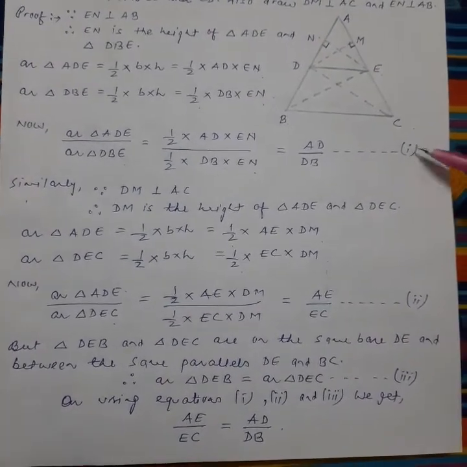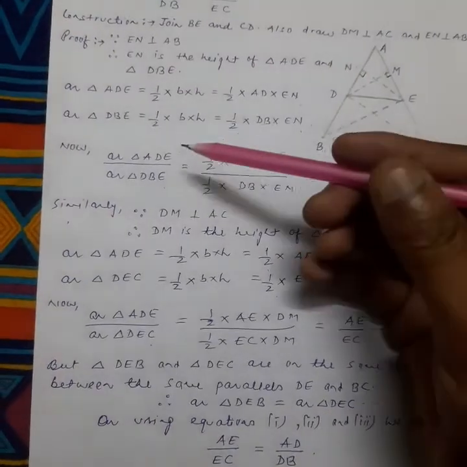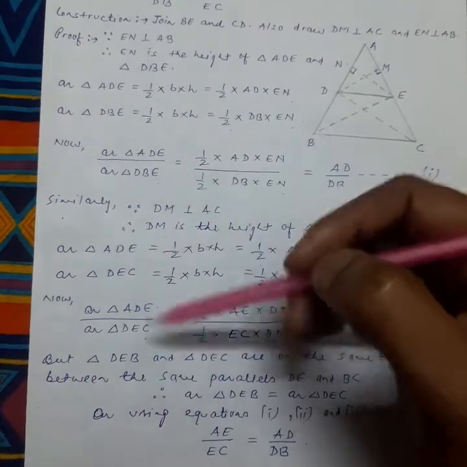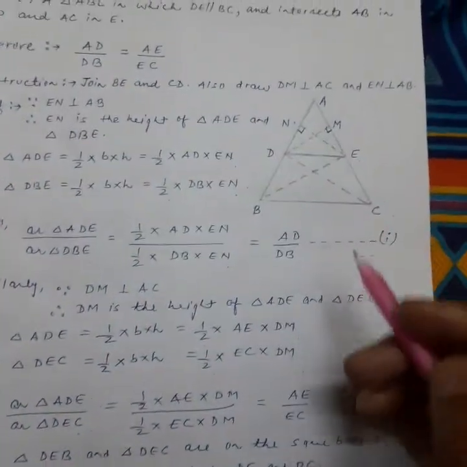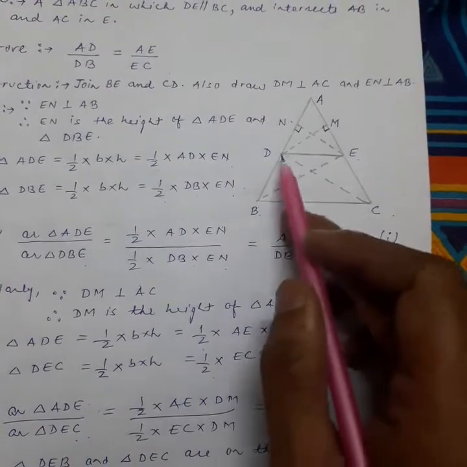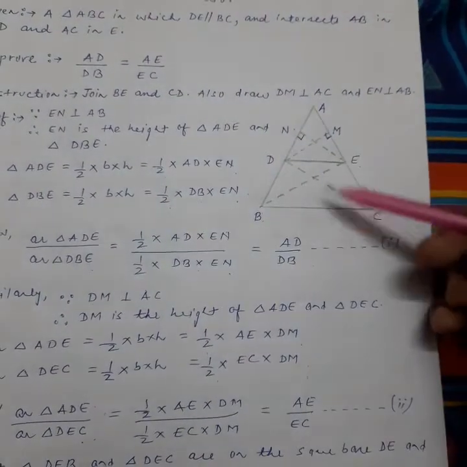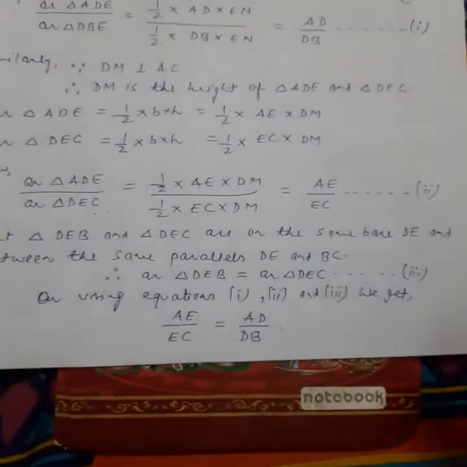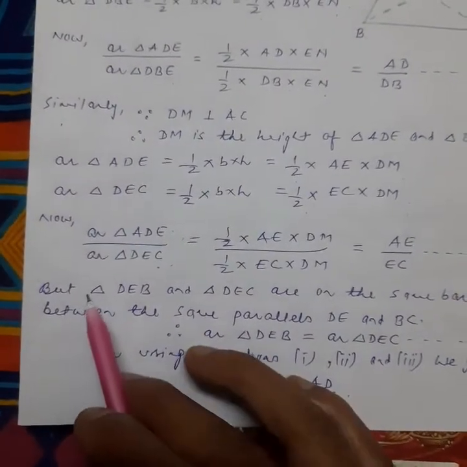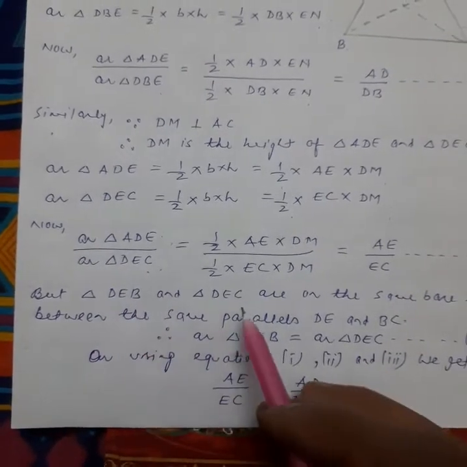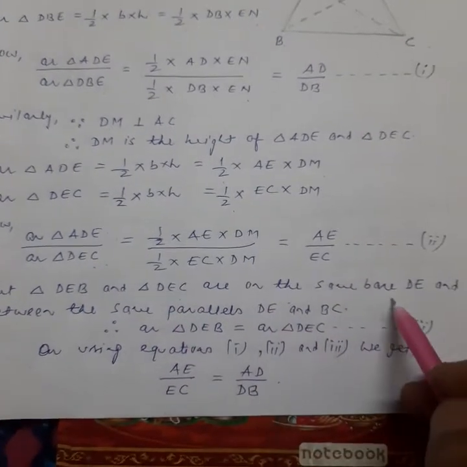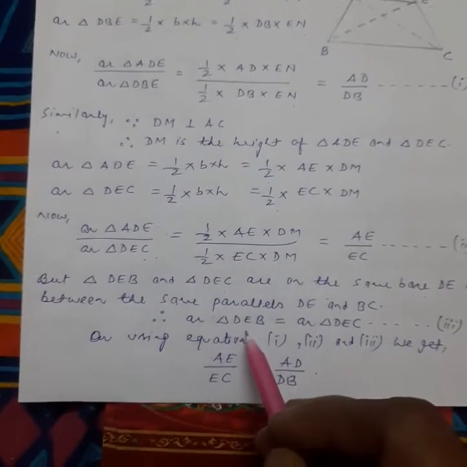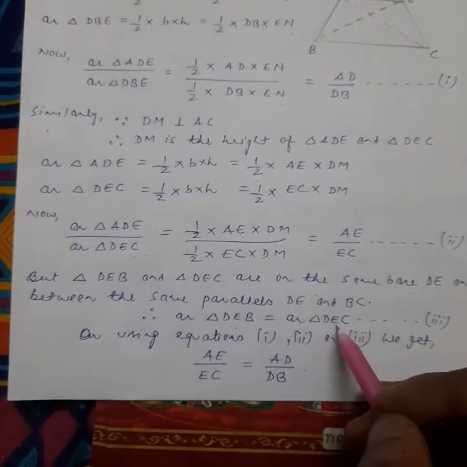Now, if you compare equation 1 and 2, in the numerator you can see area of triangle ADE is at both places. Here it is DBE and here it is DEC. Now, if you concentrate on the figure, triangles DEB and DEC are both on the same base, that is DE, and within the same parallel lines. So their areas will be the same. That is the point. Triangle DBE and triangle DEC are on the same base DE and between the same parallels. Therefore, area of triangle DBE and area of triangle DCE will be equal.